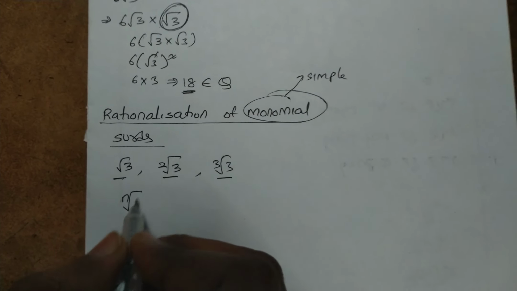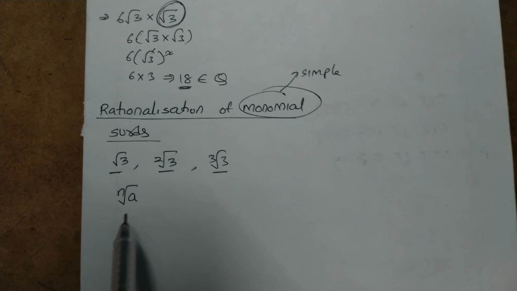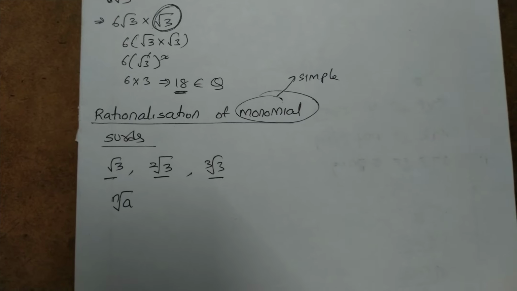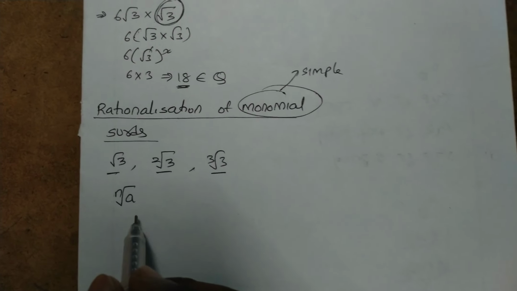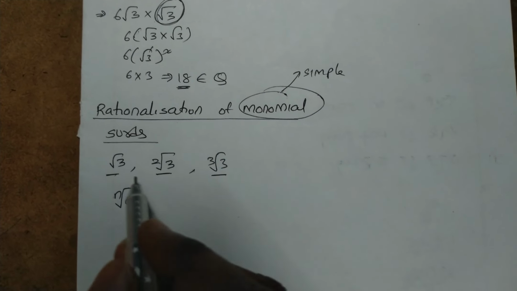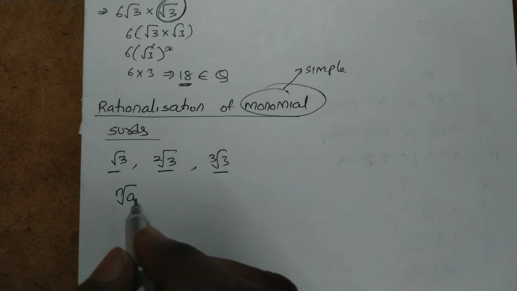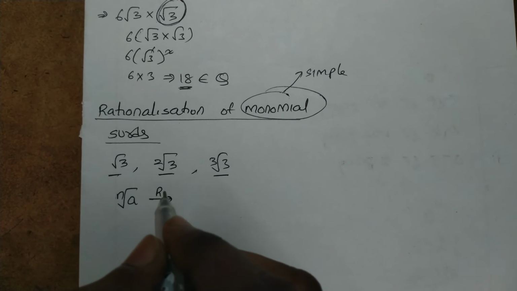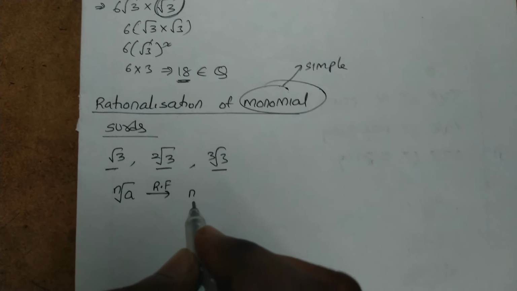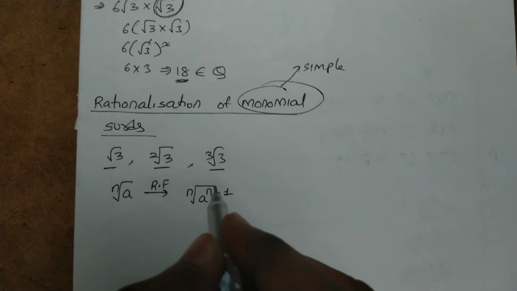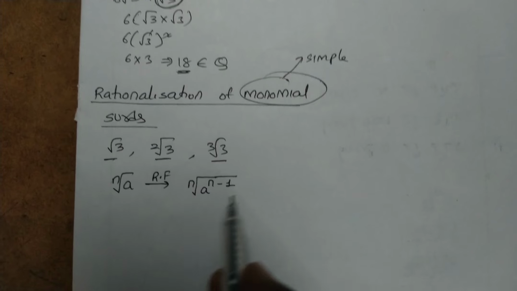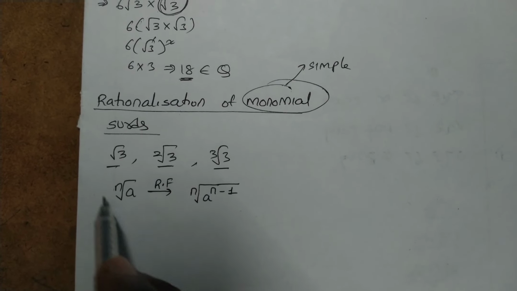All these are in the form of nth root a. So all these surds come under monomial surds. Now nth root a is the simplest form of a surd. If you want to find a rationalizing factor for these monomial surds, simply remember this formula: nth root of a power n minus 1 is the rationalizing factor of this monomial surd.